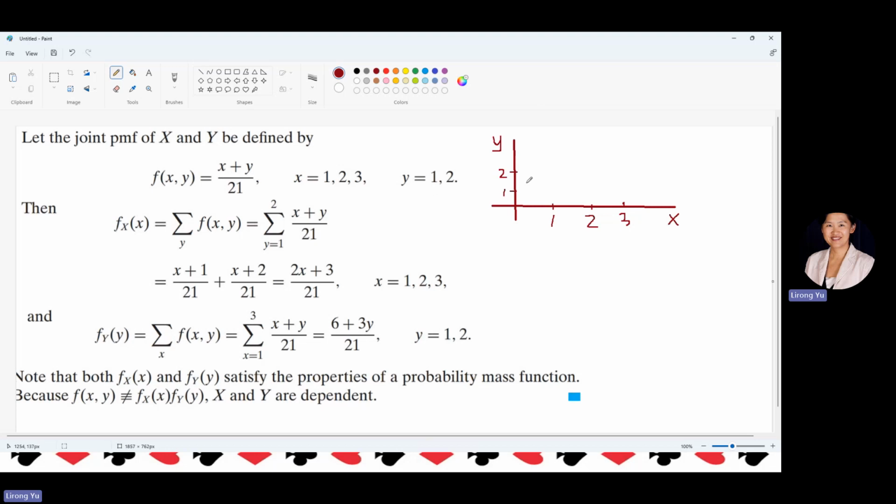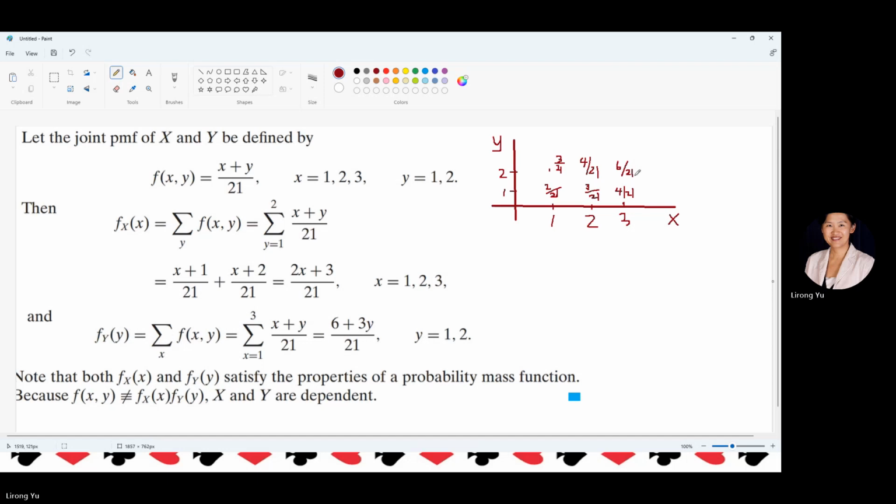Now it says here the individual probability is the summation of x plus y over 21. So 1 plus 1 is 2, so this is 2 over 21. Now 1, 2, this point will have a probability of 3 over 21. My writing is really bad, I'm trying to keep it small. Over here is 4 over 21. This is again 4 over 21. Now this is 6 over 21.